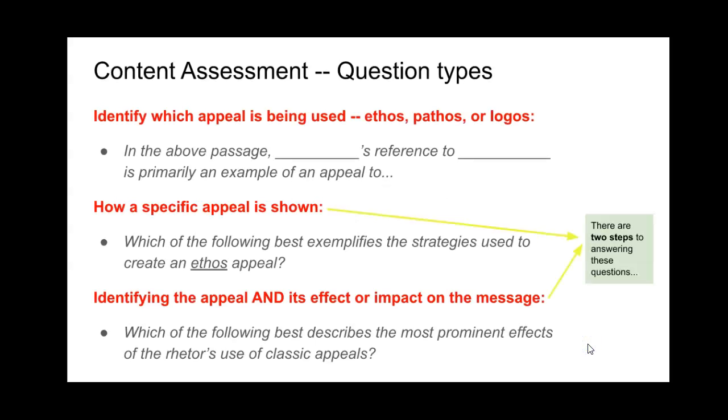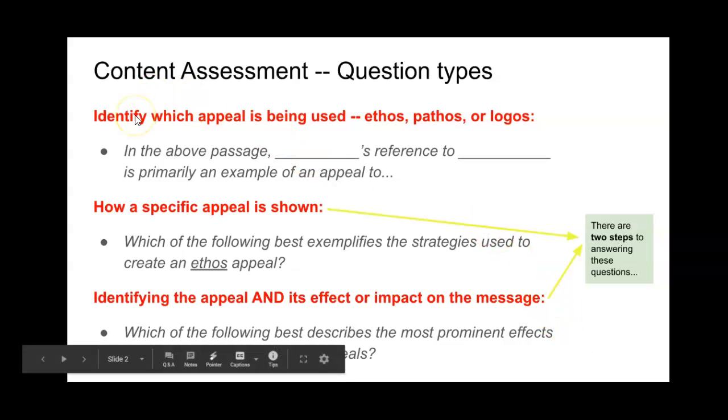Objective 3 is about explaining the effect of the appeal. So you're not just identifying pathos, ethos, or logos. You're explaining how the author is using that specific appeal, or how that appeal is coming across in the text or in the advertisement. These are the types of questions that you're going to see on your test.